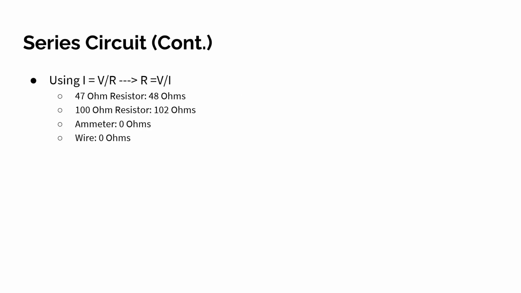Here we are using Ohm's law and the experimental data to determine the experimental values of the resistors for the 47 ohm resistor, 100 ohm resistor, ammeter, and wires. You can see that the resistors become slightly increased in resistance, and the ammeter and wire have a resistance of 0.